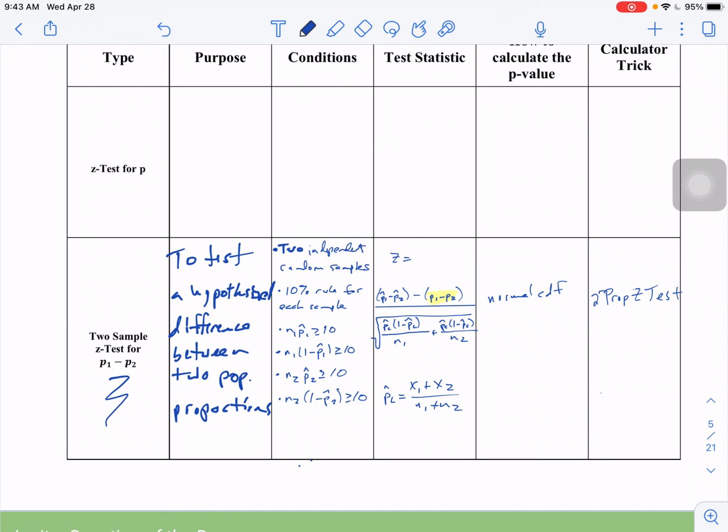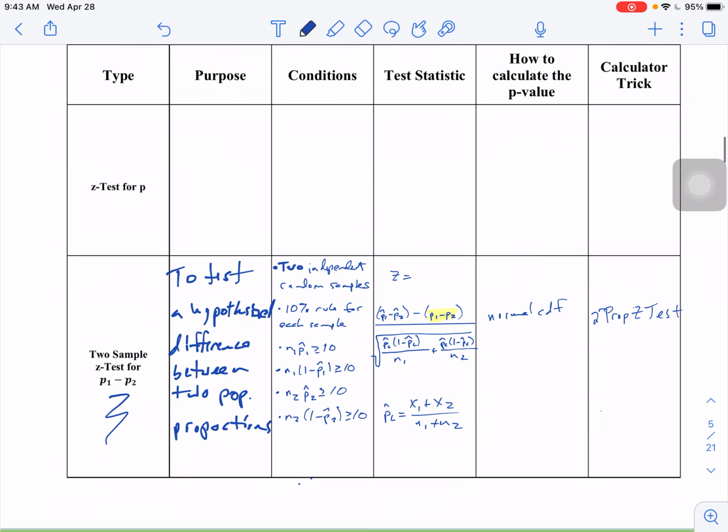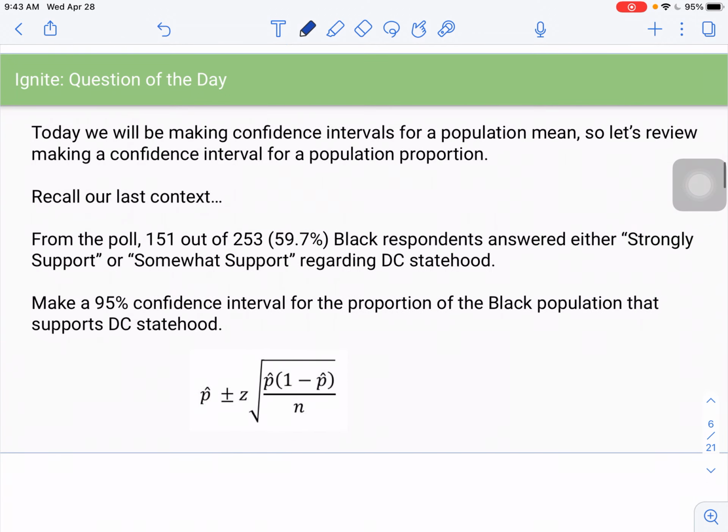All right. So at this point, you should have this inference grid filled out, and it should be a good resource for you as we're moving along here. We're going to move into now the question of the day. This is in Schoology as the week 3, day 2 Ignite. So make sure that you get your answer into Schoology.